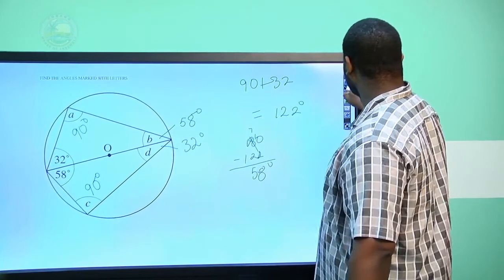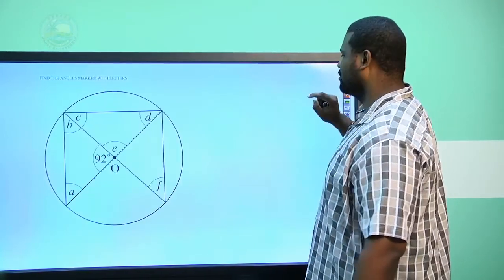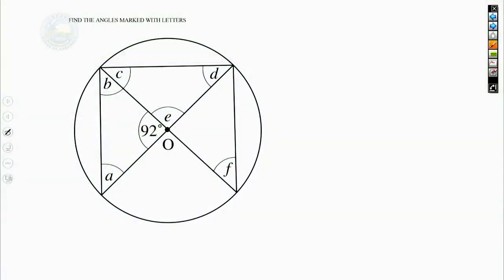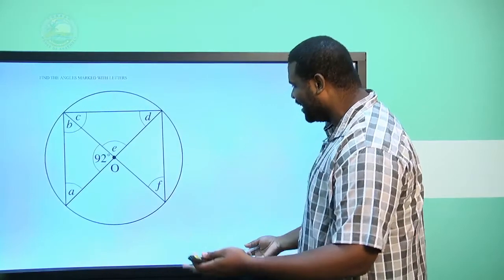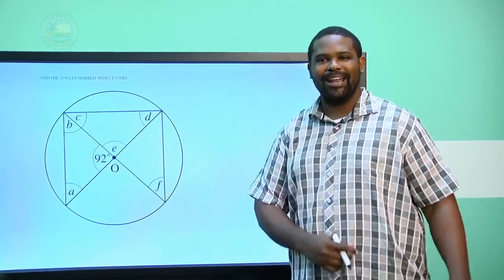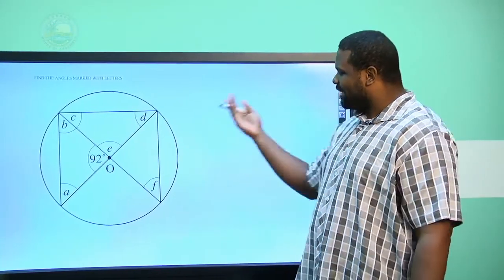So let's go. One more example. An easy one. You think it's easy? I think it's easy. But let's see. So here they ask us to find a bunch of angles. A, B, C, D, E, F. That's 6 whole angles we have to find here. So this is looking crazy.